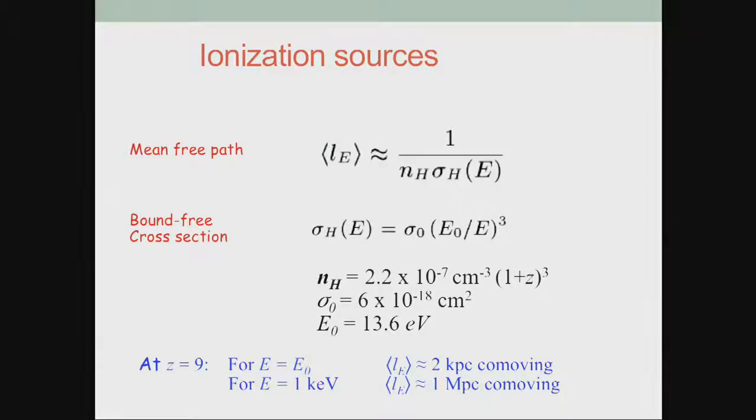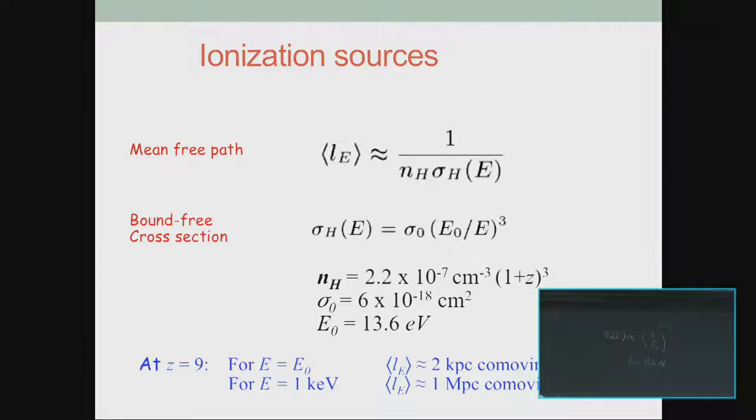We know what the baryon density is. This is an old number. It's not updated with the current Planck results, but it's roughly correct. This is the baryon number density at redshift 0, so this is as a function of redshift. Sigma 0 at 13.6 is this. This is a famous number. And this is E0, right? So you calculate the mean free path.